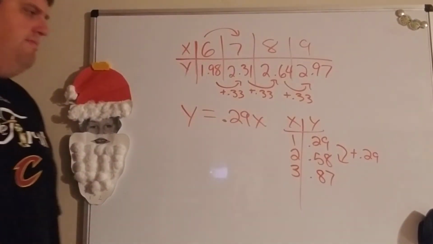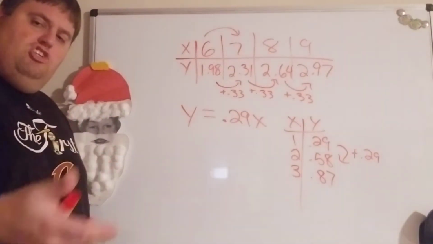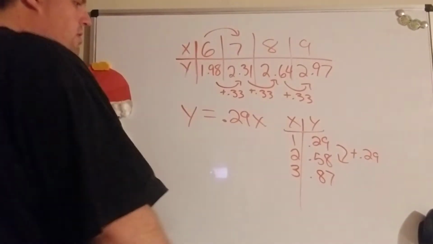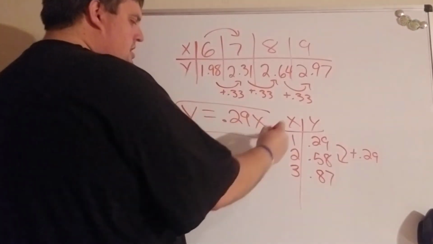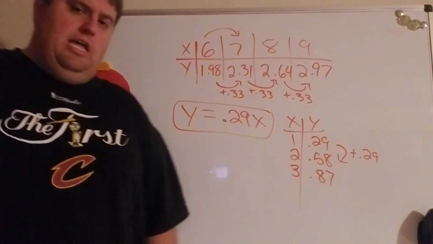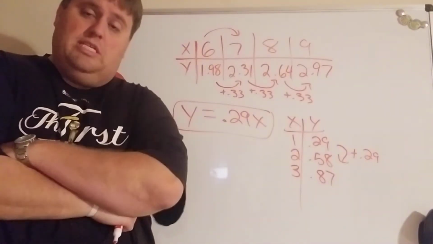So if I wanted to say, hey, which soda is going to be cheaper to buy more of, this soda down here is only 29 cents per can. The one above it is going to be 33 cents per can.